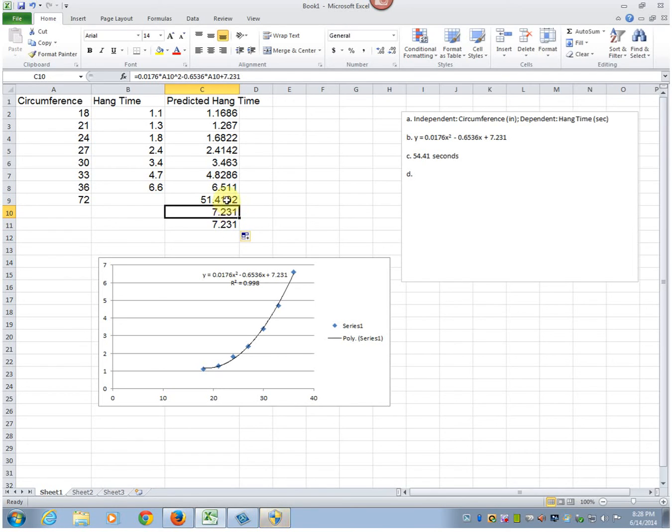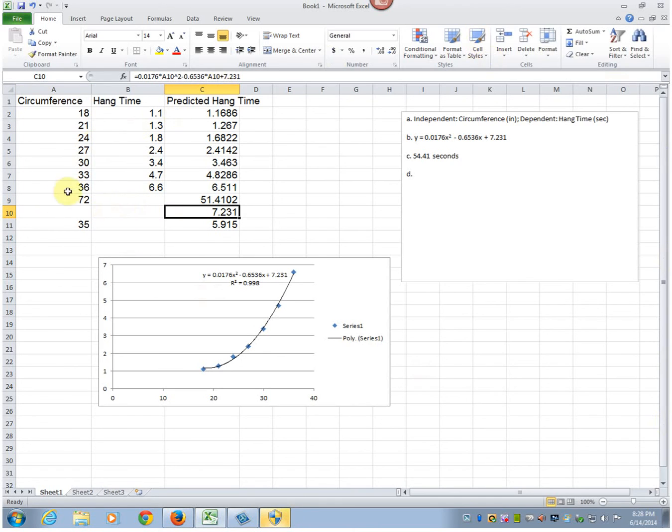We're looking for a hang time of 6 seconds. Well, I know from looking at my chart, one of those is going to be between 33 and 36, closer to 36, so we'll type in 35. That's going to get us pretty close. Unfortunately, I can't tell where the other one is from the graph that I have up here.